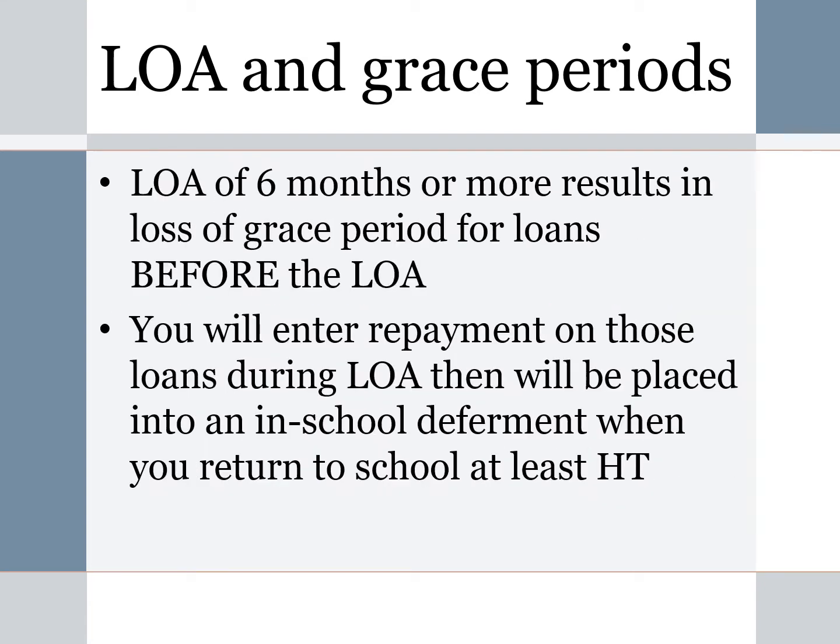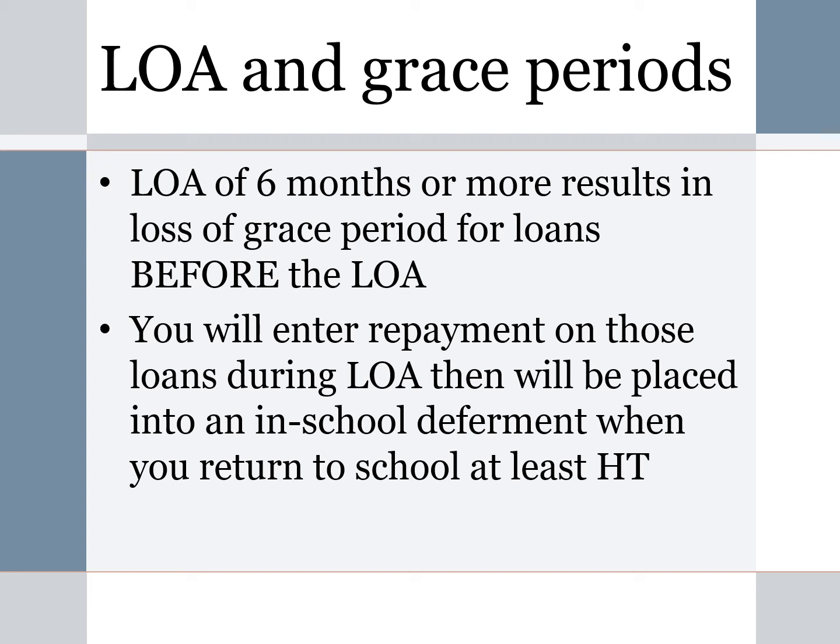So as an example, let's assume you're enrolled in a 4-year program at Penn, and after 2 years you take a leave of absence of 6 months or more. That's going to result in you using the 6-month grace period on the loans that you had before the leave of absence. So you have now lost that grace period because you've used it up. Now, you will enter repayment on those loans during the period of time you are in your leave of absence after the 6 months is up. And then you're going to be placed into an in-school deferment when you return to school at least half time.